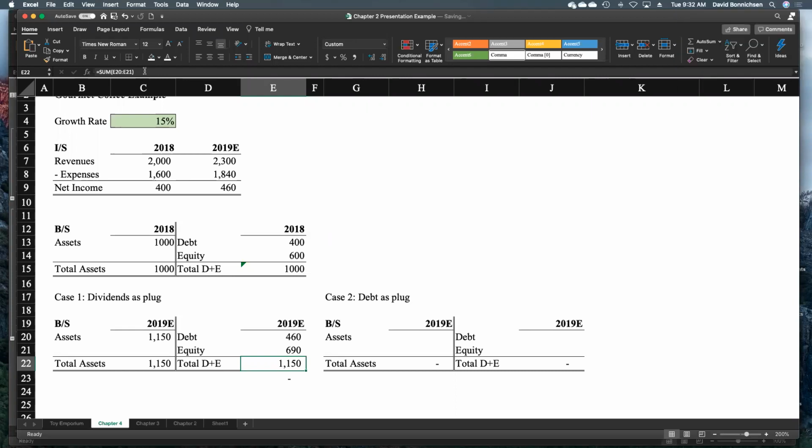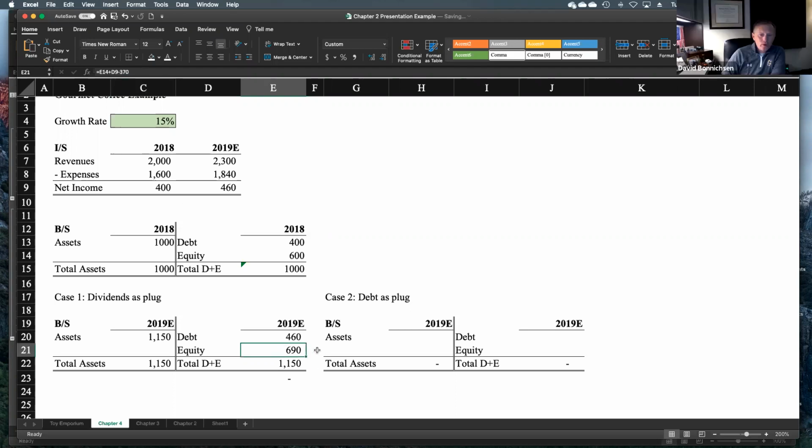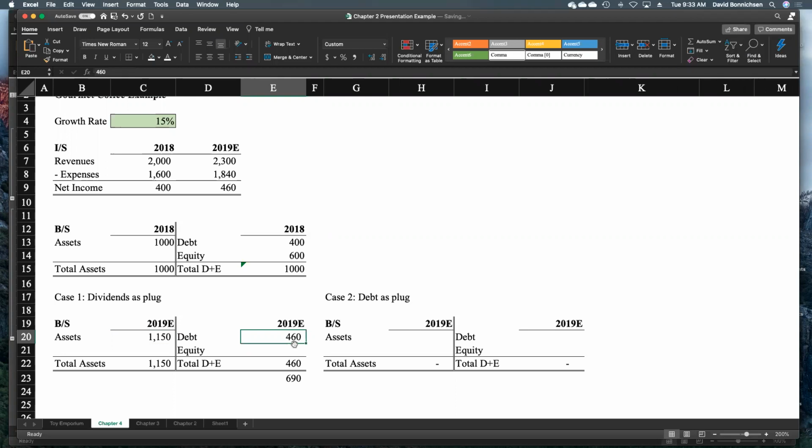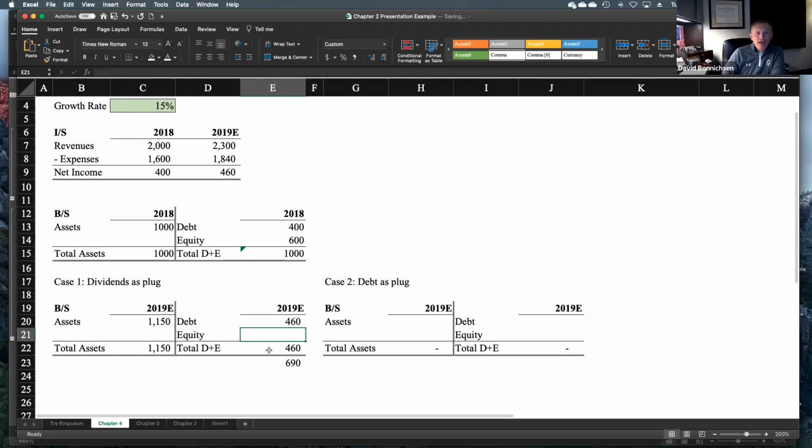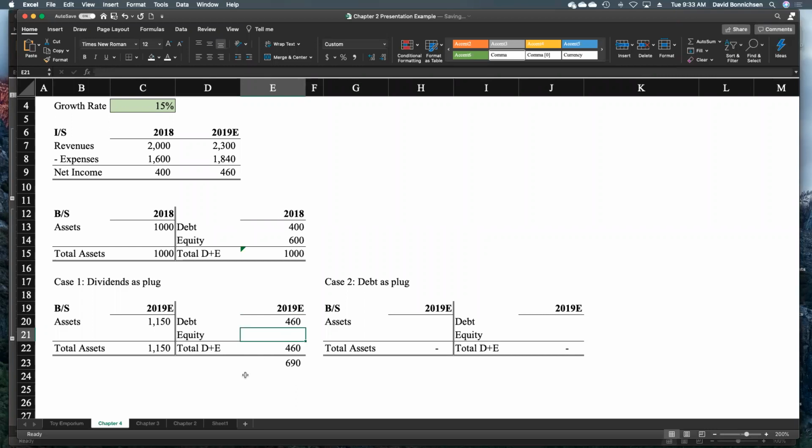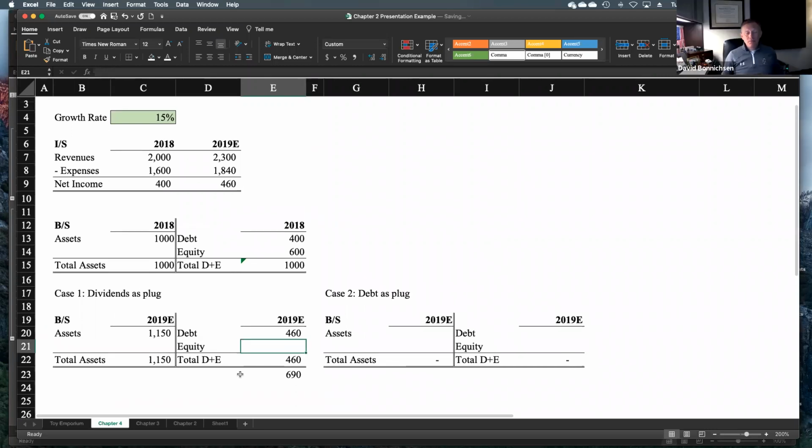Can you do that again so I can just see one more time how you got that? Sure. So if we're going to use dividends as the plug, let's just start here. We took assets up by 15%. We took debt up by 15%, based upon the growth rate. We got nothing in equity, right? Which means that equity has to be the plug.